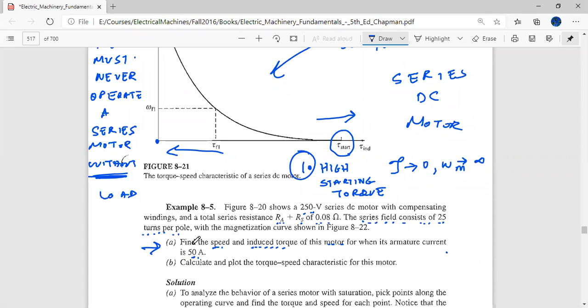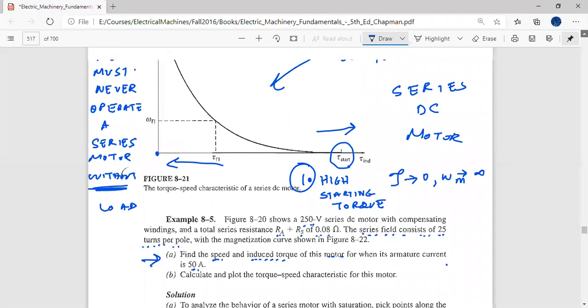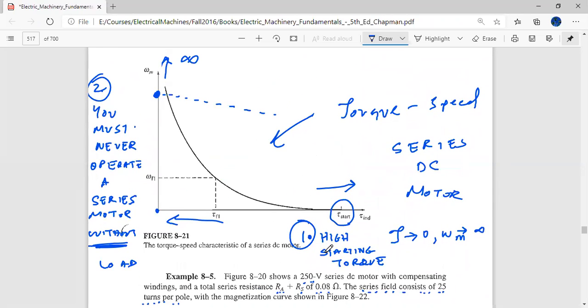So in this type of DC machines, especially the series, okay, the third defining point is, I can write over here: high starting torque. You must never operate a series motor without a load. Third point is the field coil has only a few turns.